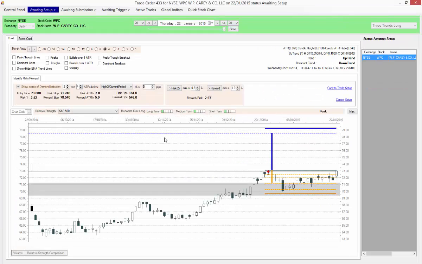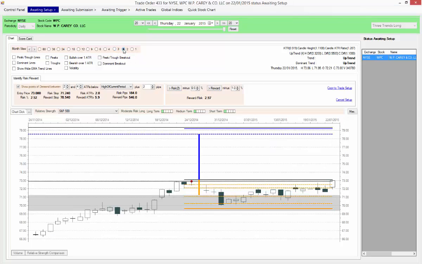Okay, so what I'm going to do is discuss again this section of the form which relates to the workflow that's necessary at each status, in this case awaiting setup, and what we can do in this status. I'm going to drill in a little bit closer, a 2-month view. I'm going to put the peak and trough lines on, and what is important now that we're actually looking at a setup is what is the amount of risk that we're going to take.